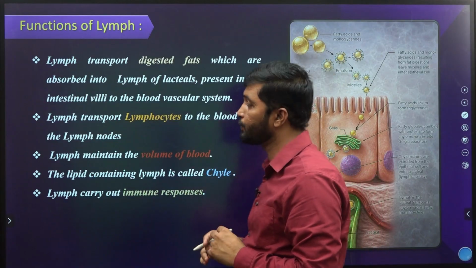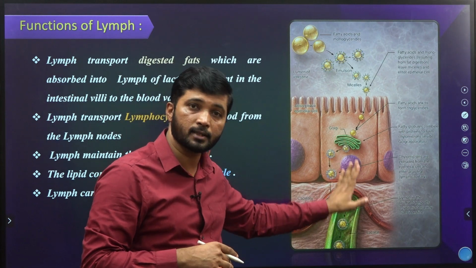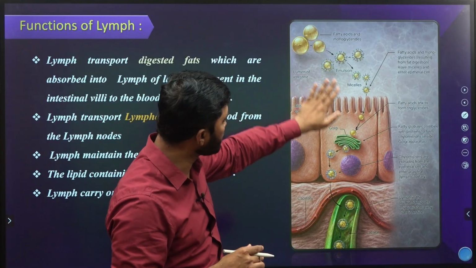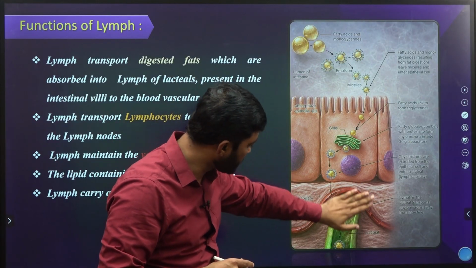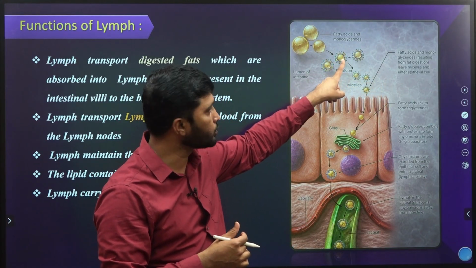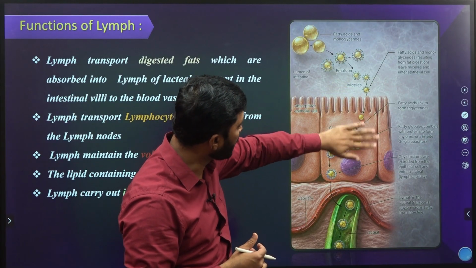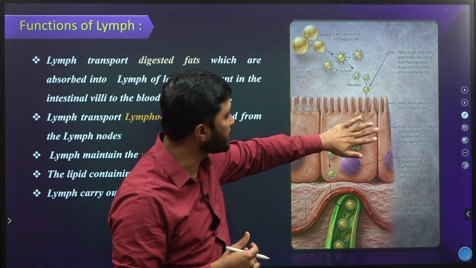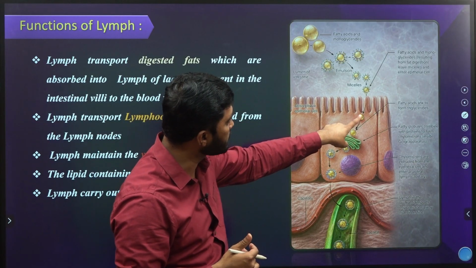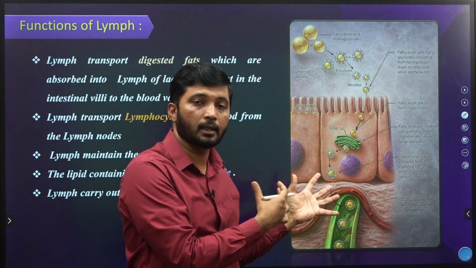One function of the lymph is the absorption and transport of digested fats. This is a diagram of the absorption and transport of fats. In the intestine, what happened? The fats undergo digestion. The digested fats, that is micelles, first enter the intestinal epithelial cells. In the intestinal epithelial cells, the fats, like micelles, are enclosed by a protein layer.